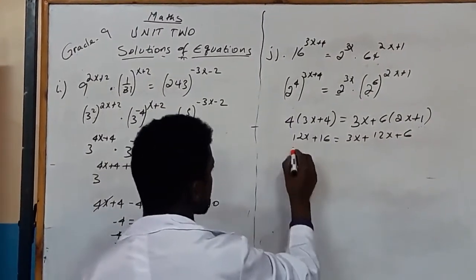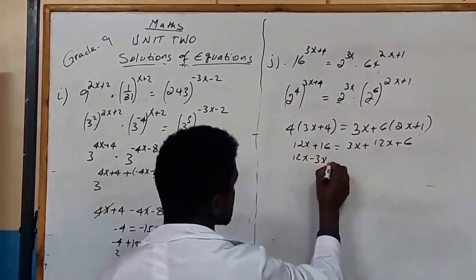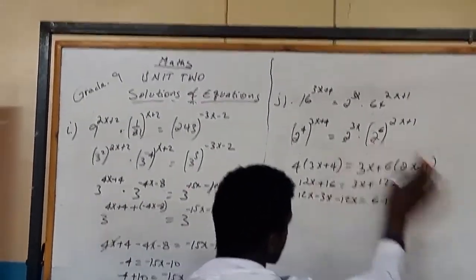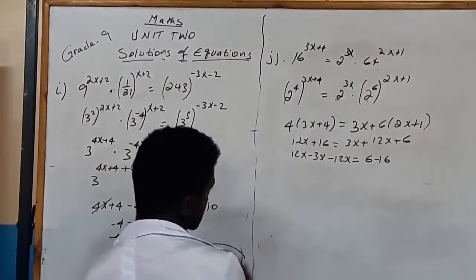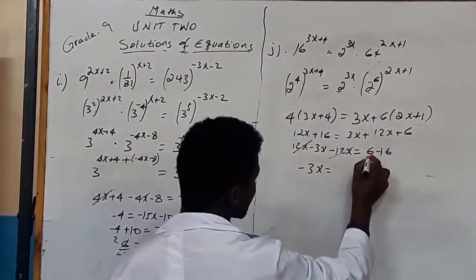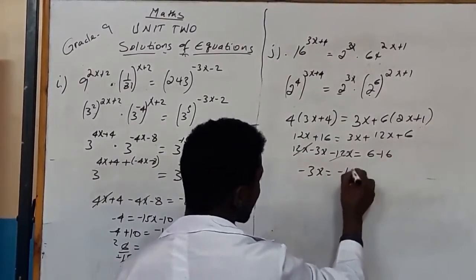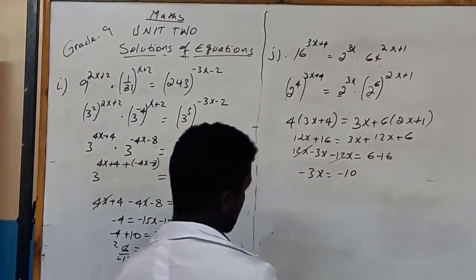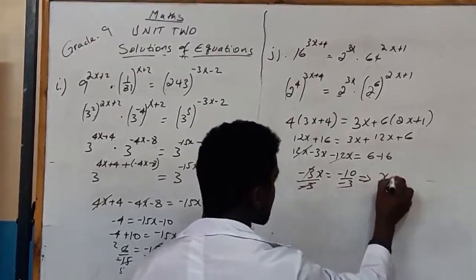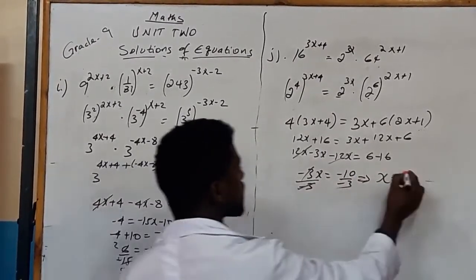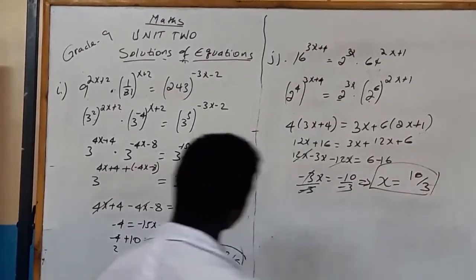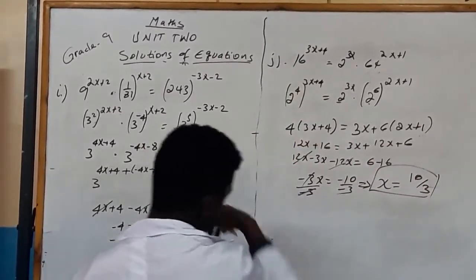Now this means 12x minus 3x minus 12x is equal to 6 minus 16, collecting like terms. 12x minus 12x becomes 0, right? Negative 3x is equal to 6 minus 16, which is negative 10. Now dividing both sides by negative 3, x is equal to 10 over 3. The value of x must be 10 over 3 in order to equalize this expression.